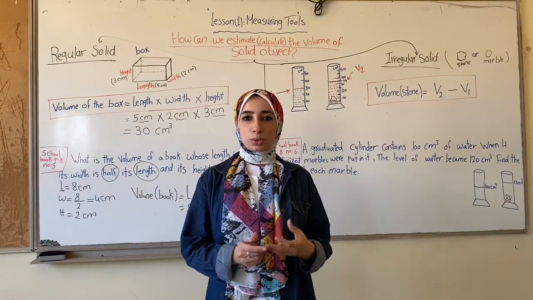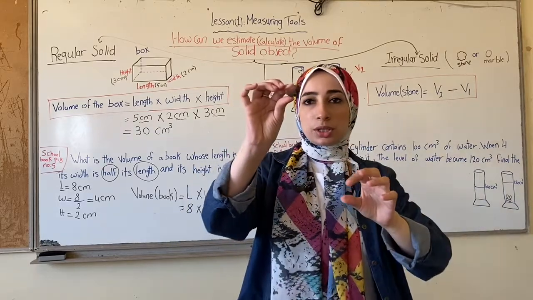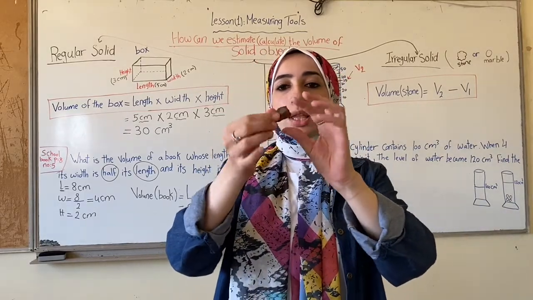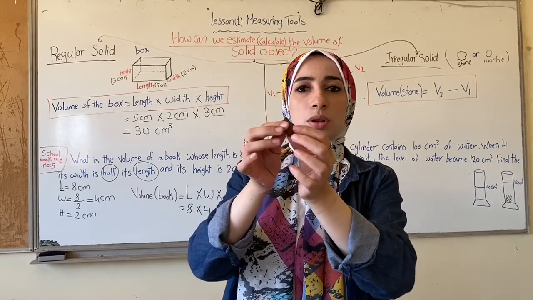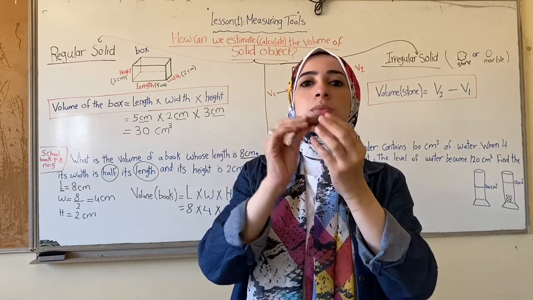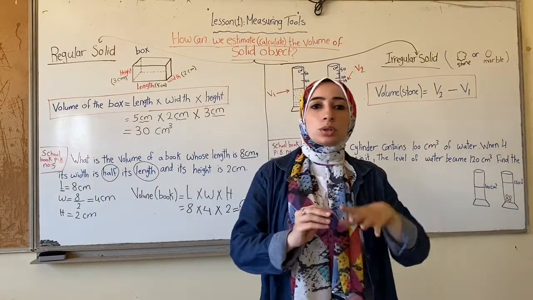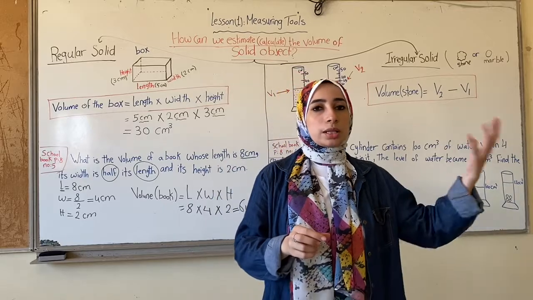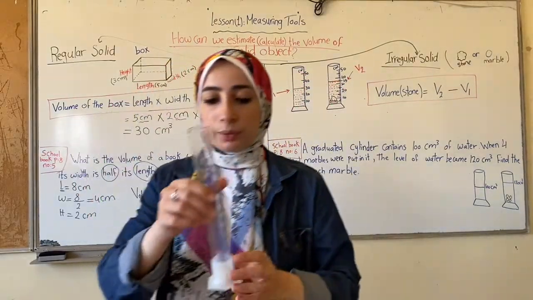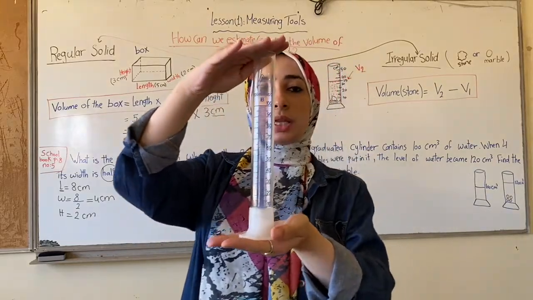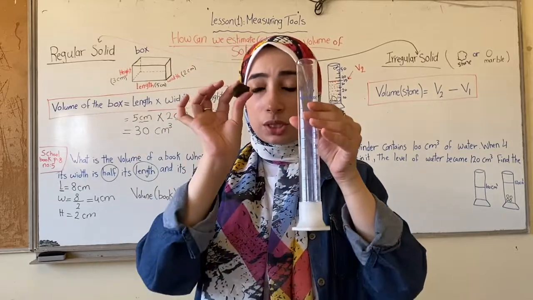Now we are going to measure the volume of an irregular solid like this stone. Can I measure the length or width or height of this stone? No, I can't. So I can't measure its volume using this rule. I'm going to use a different way. I'm going to use this graduated cylinder to measure the volume of the stone.